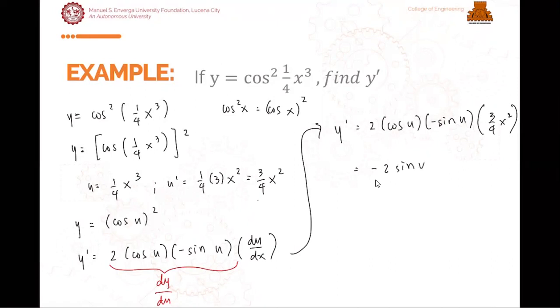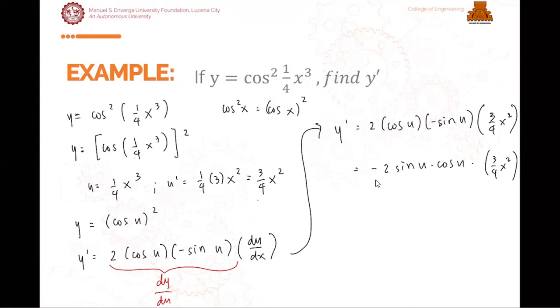So, sine u, cosine u, then multiplied by 3/4 x squared. I did not simplify it fully because I want to show you what we do when dealing with trigonometric functions. If you are not familiar with it, when we talk about trigonometric functions, they have relationships with the other functions. So, what do we call those relationships?